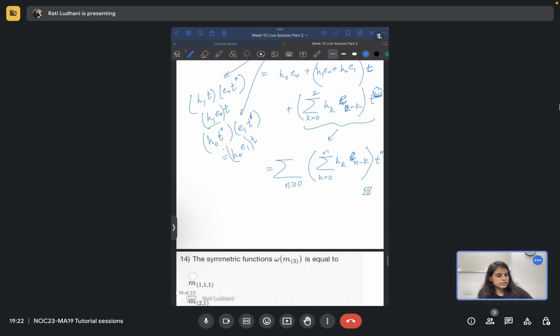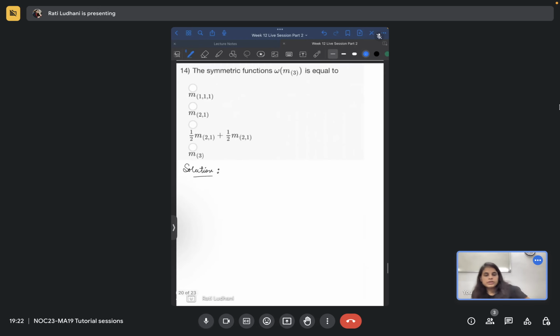Great. Let's see the next question then. The symmetric function omega m3 is equal to what? The 13th question I'll discuss later, as there is some calculation involved. I'll discuss it at the end.